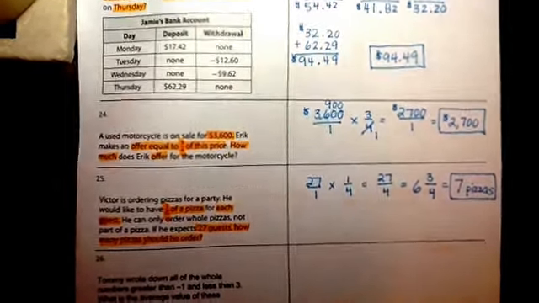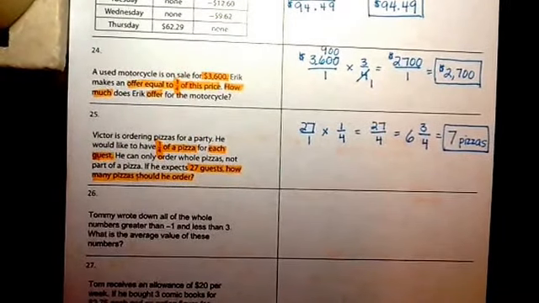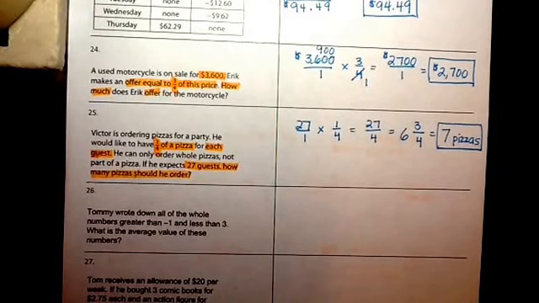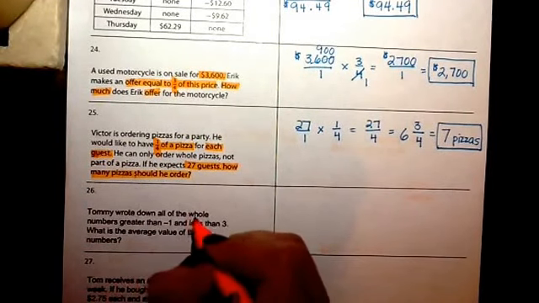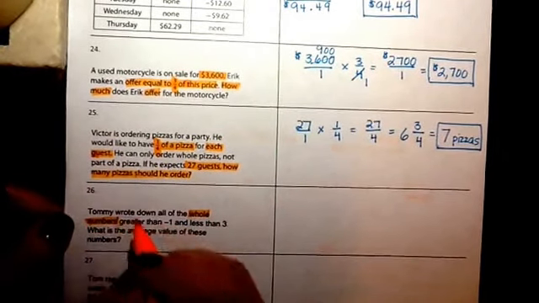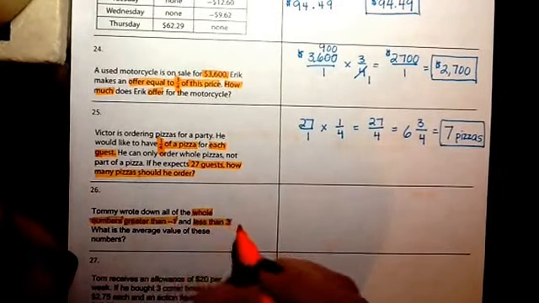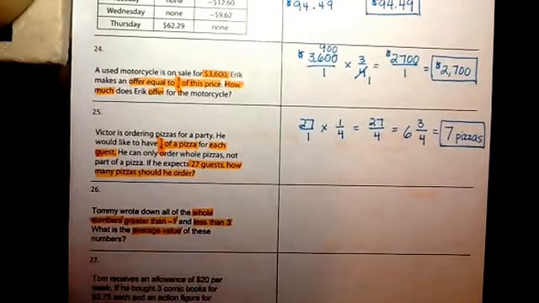Number 26. Tommy wrote down all of the whole numbers greater than -1 and less than 3. What is the average value of these numbers? So again, they're whole numbers. That's important. We learned what whole numbers are. They have to be greater than -1 and less than 3, and they want an average value.